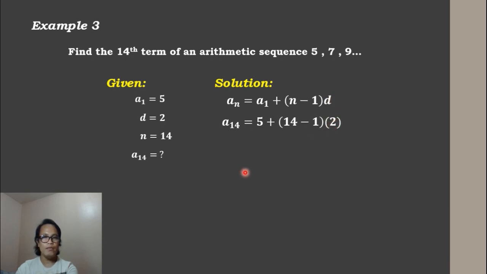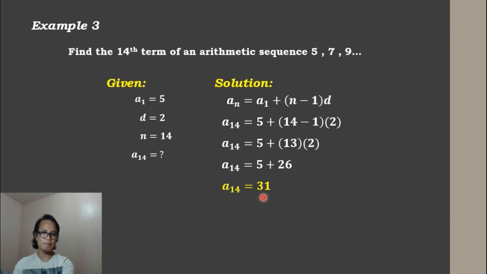Then simplify first the terms inside the parentheses. So 14 minus 1 is 13. We copy a sub 14 equals 5 plus 14 minus 1 is 13. Then multiply that with 2. So that gives us 26. And add 5 plus 26 will give us 31. Therefore, our a sub 14, or the 14th term of this sequence, is 31. So if we are going to continue writing the terms of this sequence, our 14th term will give us 31.